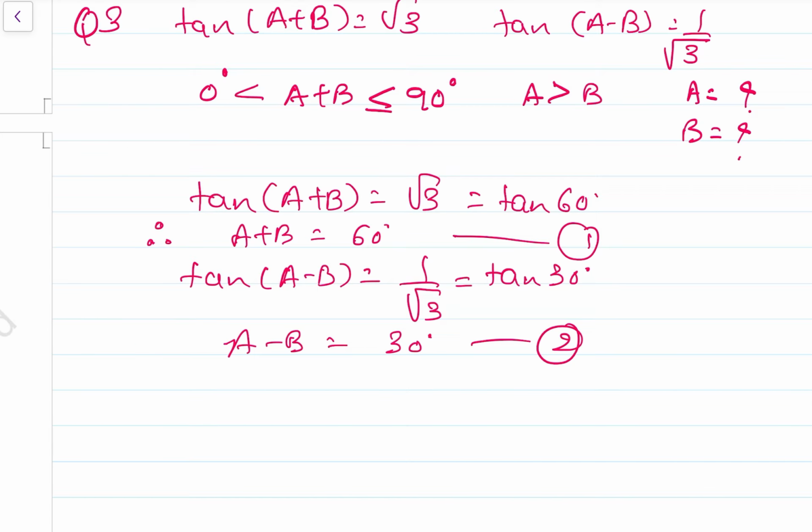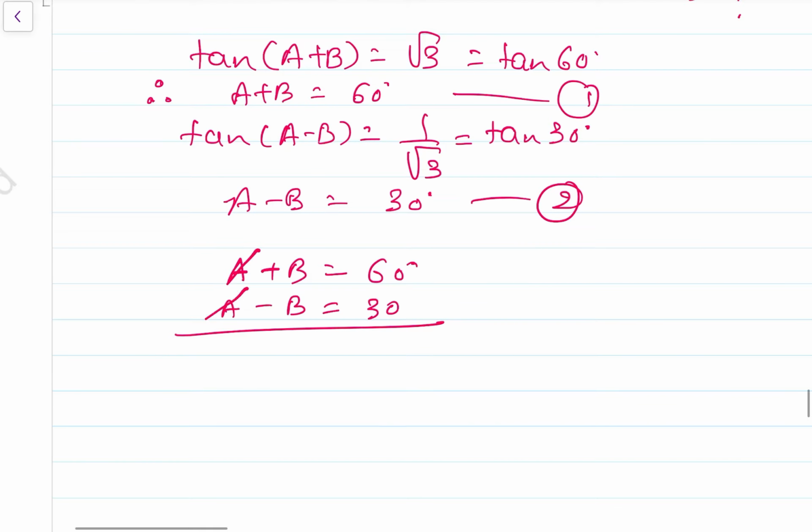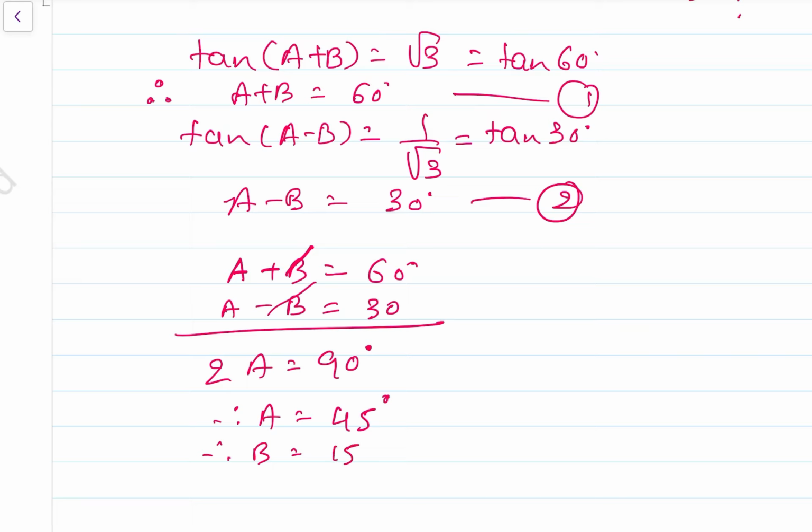Solving equation 1 and 2 by elimination method and adding both the equations, we get 2a is equal to 90. Therefore a is equal to 45 degrees. Therefore b is equal to 15 degrees. This is our required answer.